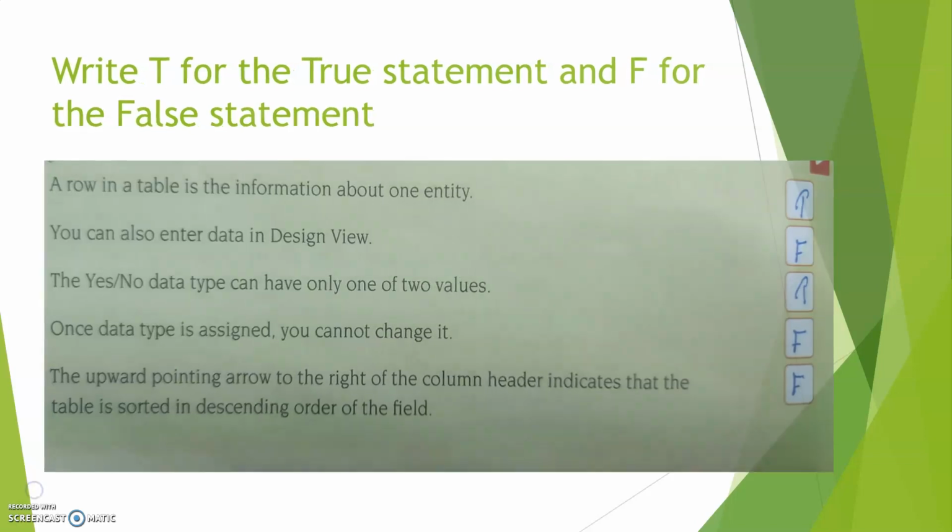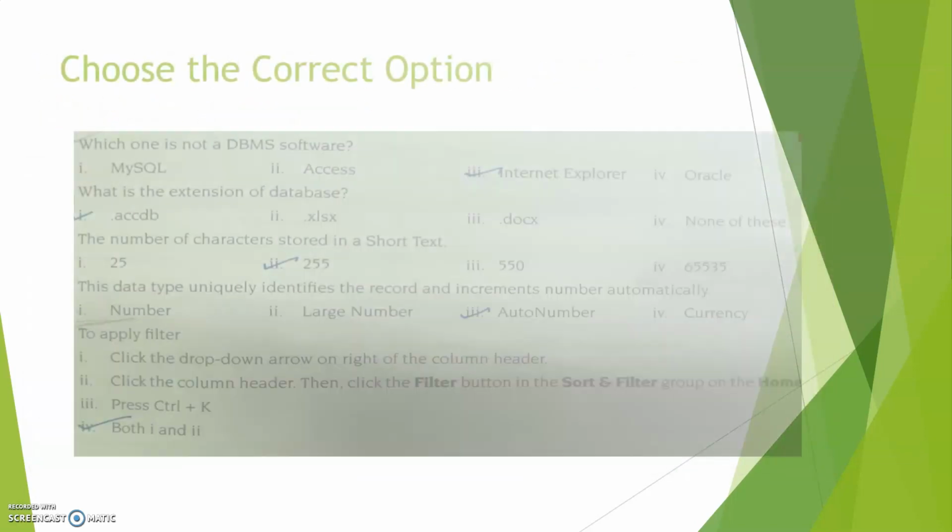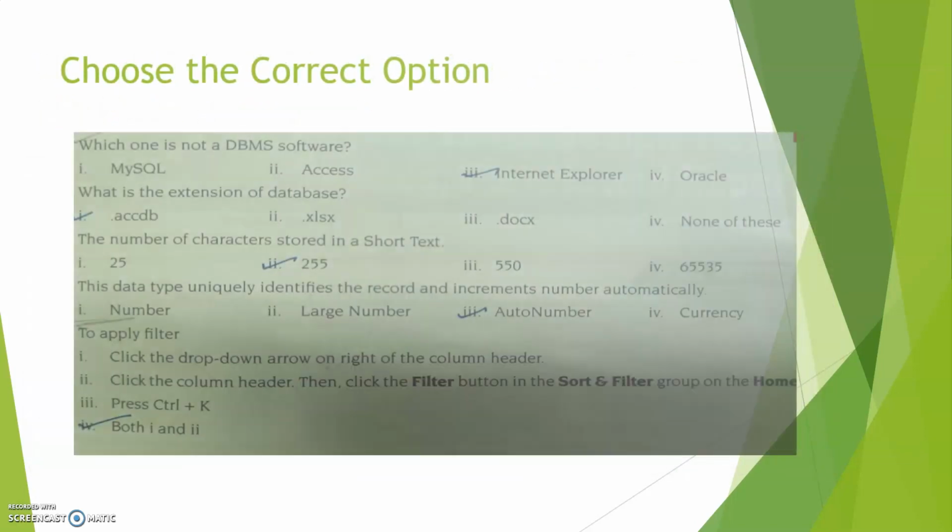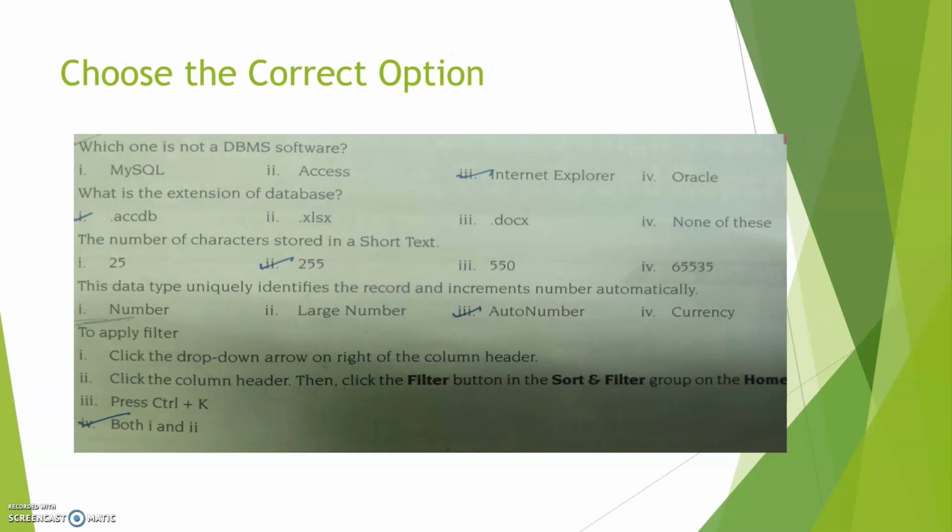Then the next one is choose the correct option. The first one. Which one is not a DBMS software? Internet Explorer. So MySQL, it is also a DBMS software. Then Access, you are using this software now, right? The next Oracle. Oracle is also a DBMS software. You can store the databases. So which one is not a DBMS software?